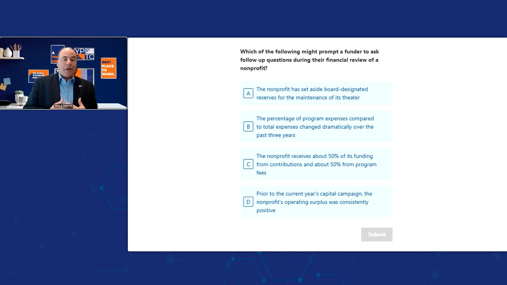To me, answer B here, a dramatic change in program expense percentage over multiple years. I think that's something that's going to draw attention from funders.